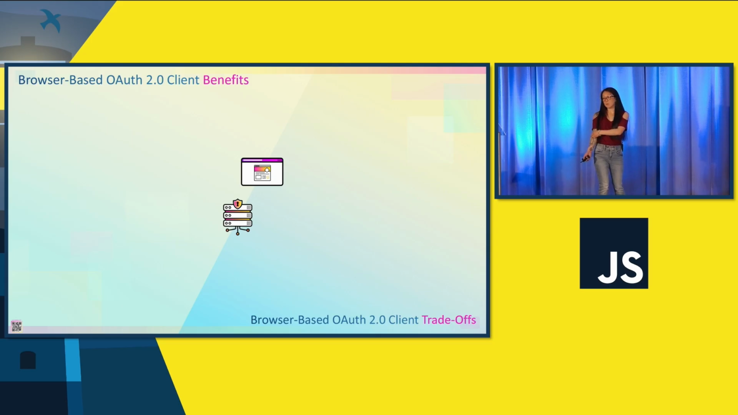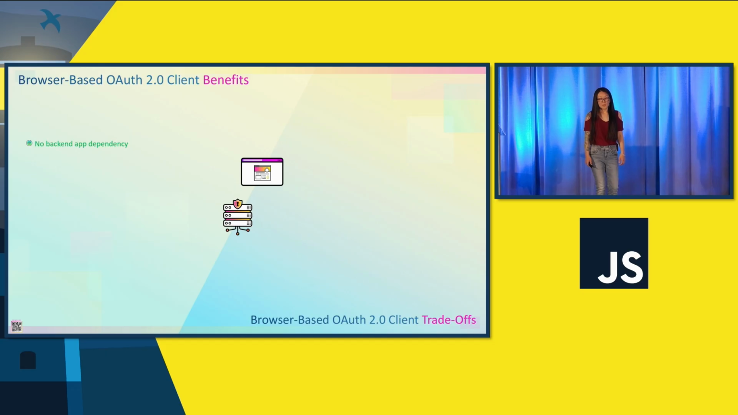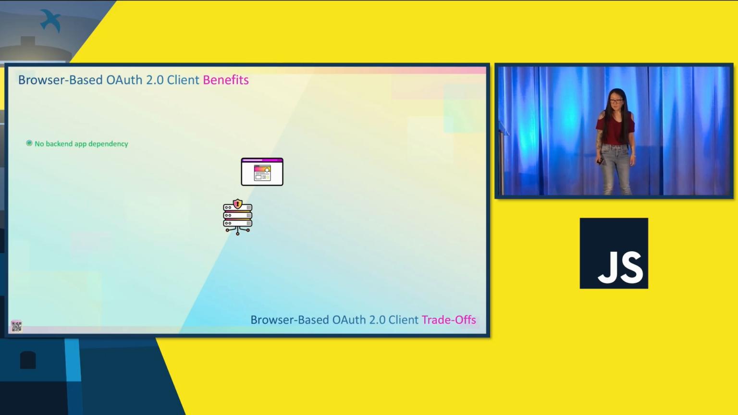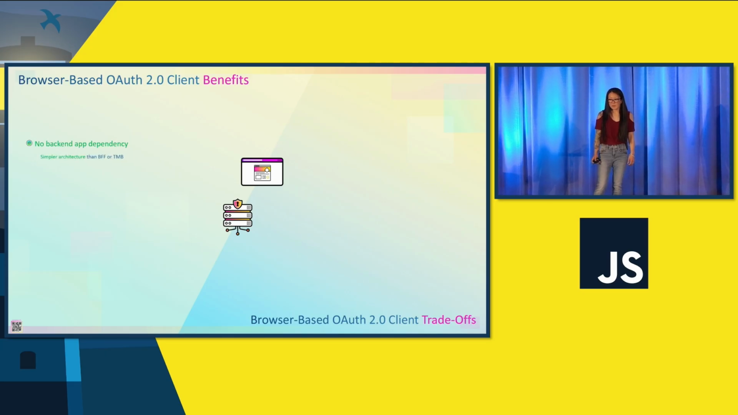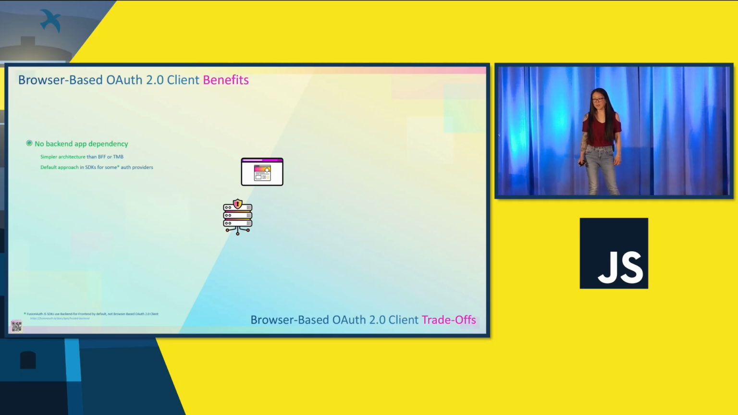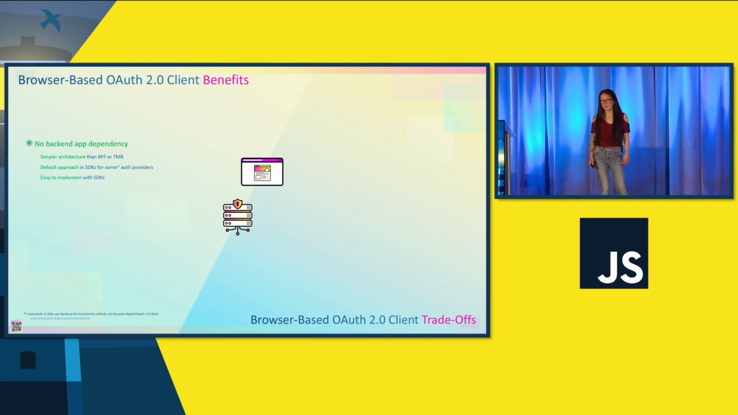So now we've come to benefits and trade-offs for browser-based OAuth 2 client architecture. The first benefit is it can be serverless. There's no dependency on a code executing backend. It's much less complex compared to backend for front-end or token-mediating backend. And a few auth providers' single-page app SDKs default to this approach in order to keep their SDKs easy to use and to minimize latency issues. Finally, the app can interact directly with APIs that live on any domain.